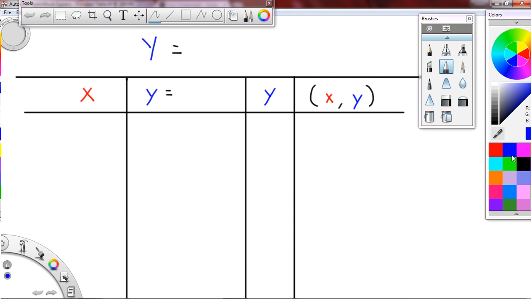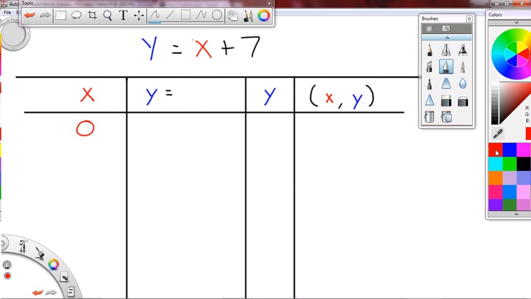So let's say I have a function over here that says y is equal to, well, let's do an easy one. Let's say y is equal to x plus 7. All right, this is about as basic as you can get. And I'm using these colors for a reason. So what you're going to do is you're going to pick a number for x, any number, it doesn't matter what it is. A good number to start with is always 0. So we'll plug in 0 for x.